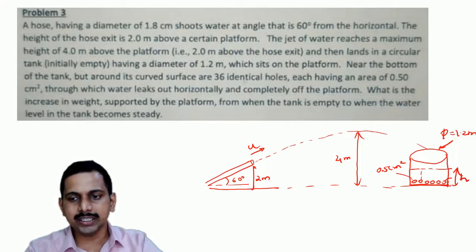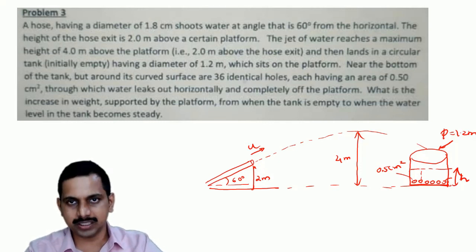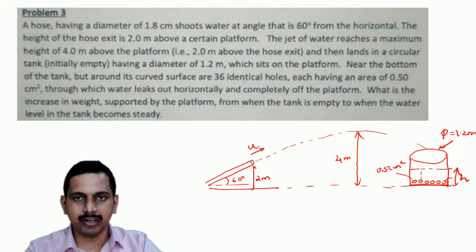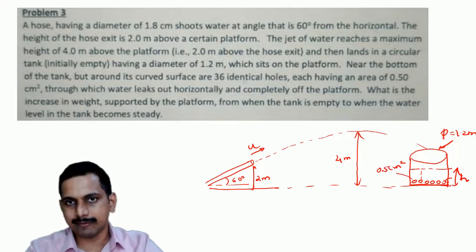So the height into the volume, the height into area into volume into density into the gravity gives us the weight of this liquid column. That is one thing we have to see.